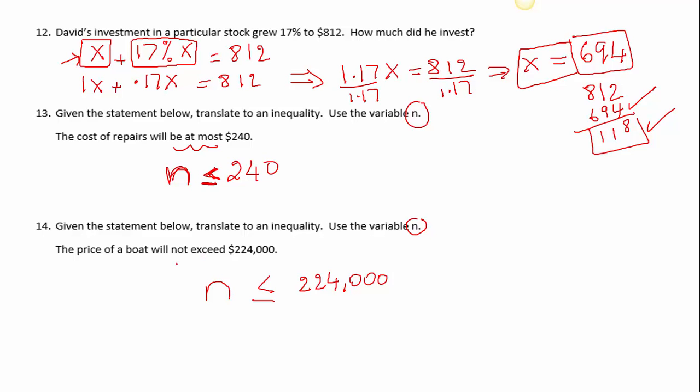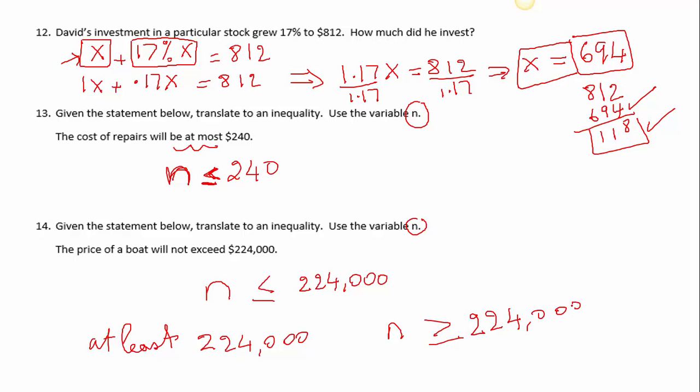If the question was the price of the boat will be at least 224,000, then this can be written as n should be greater than or equal to 224,000. At least means the given number or more, which is 224,000 or more. At most is the number or less.